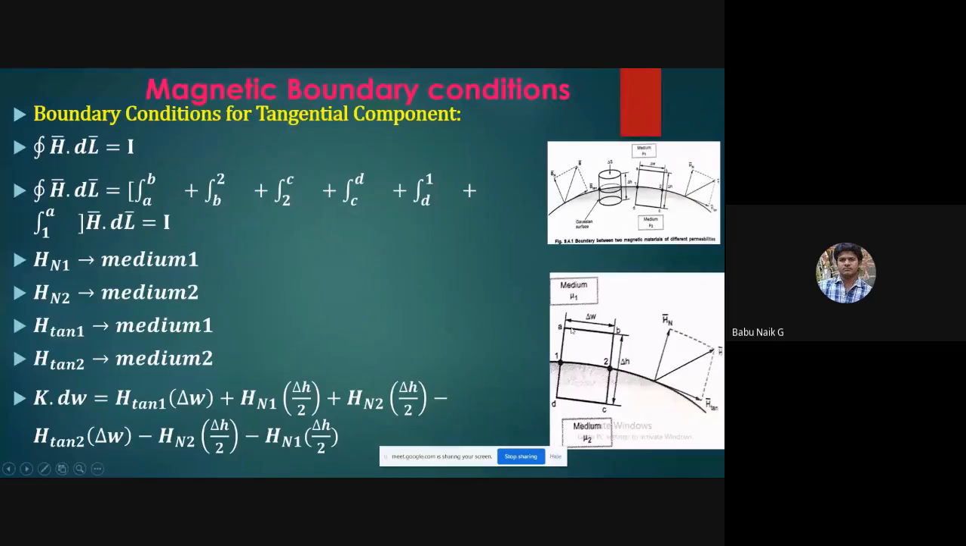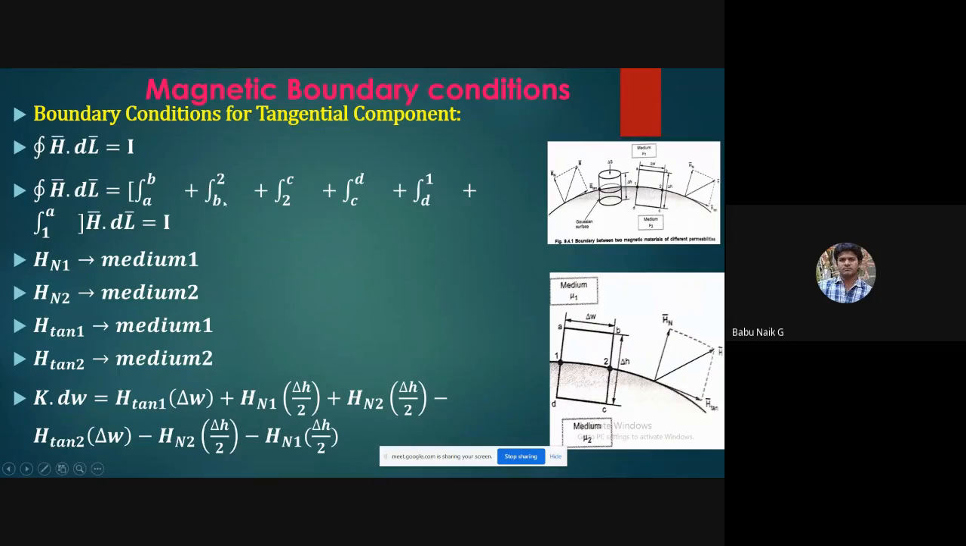So A to B, overall the integration from A to B, considering the distance of A to B is delta W. This is a tangential component, parallel to the boundary condition line, so we call it tangential. So for A to B, I have taken the magnetic field intensity H equal to H tangential 1, and having this delta W, the integration of A to B is H tangential 1 delta W.